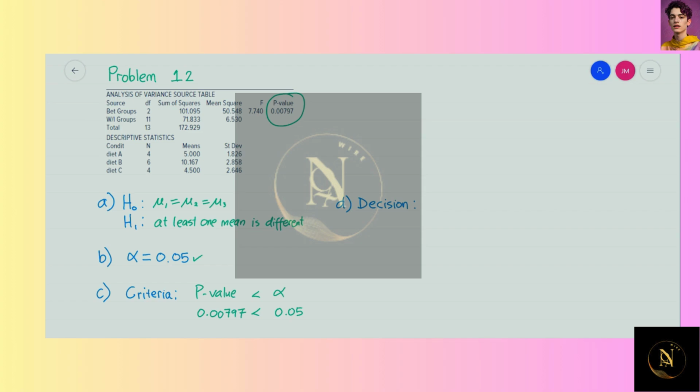You notice that the p-value is smaller than the level of significance. When the p-value is smaller than the level of significance, we have to make the decision to reject the null hypothesis. And the conclusion that we need to make from that decision is that there is enough evidence to conclude that at least one mean is different from the others.